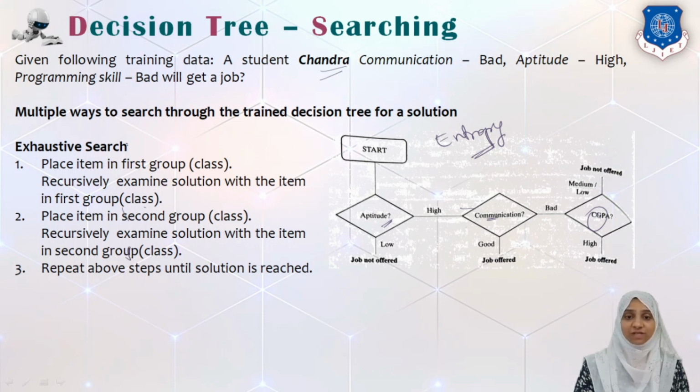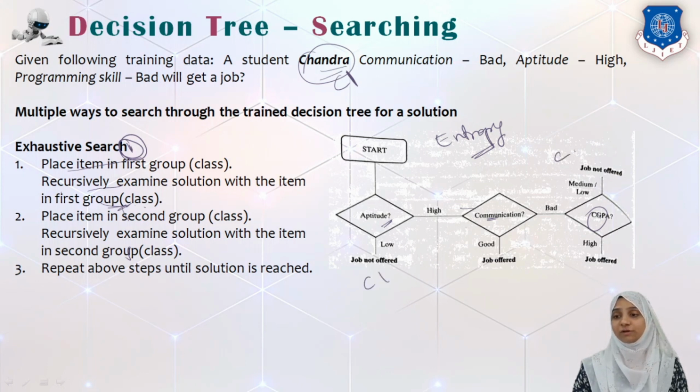The very first searching approach is the exhaustive approach. Place an item in a first group of class and recursively examine that group of class. Say for example, we assume Chandra will not get placed. That is class C1, job is not offered. Now look into C1. What are the values? We have aptitude low. Is Chandra having aptitude low? No. So Chandra is not fitting in this class at this branch.